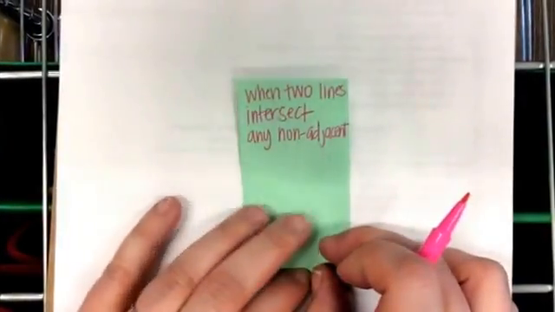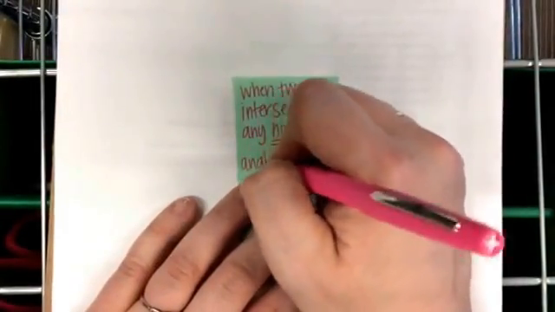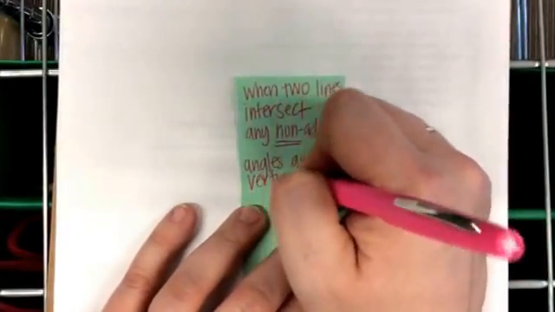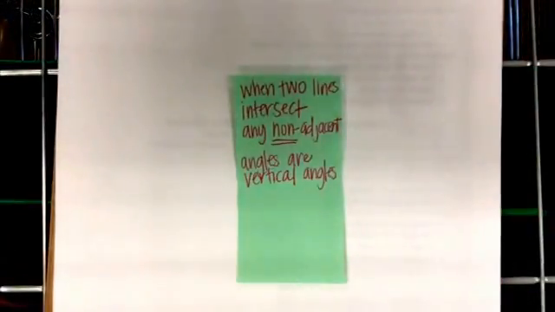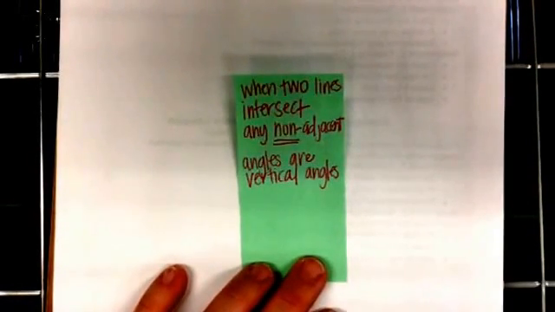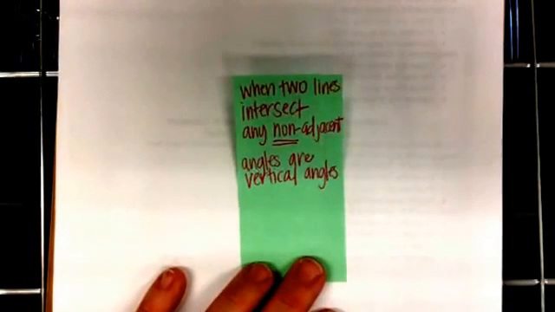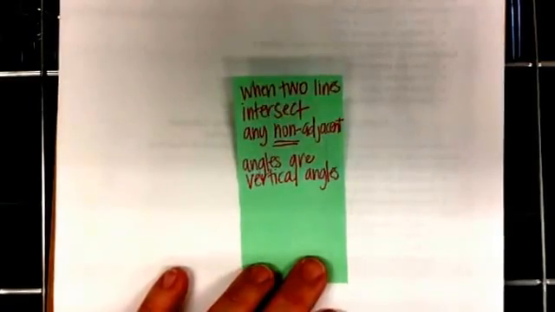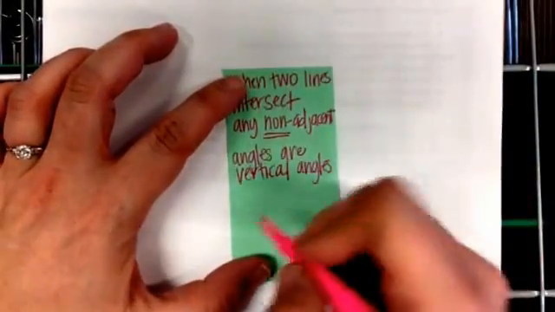Any non-adjacent angles are vertical angles. When two lines intersect, any non-adjacent angles are vertical angles. What does that mean, non-adjacent? They don't have the same common side or vertex. They don't share a side.